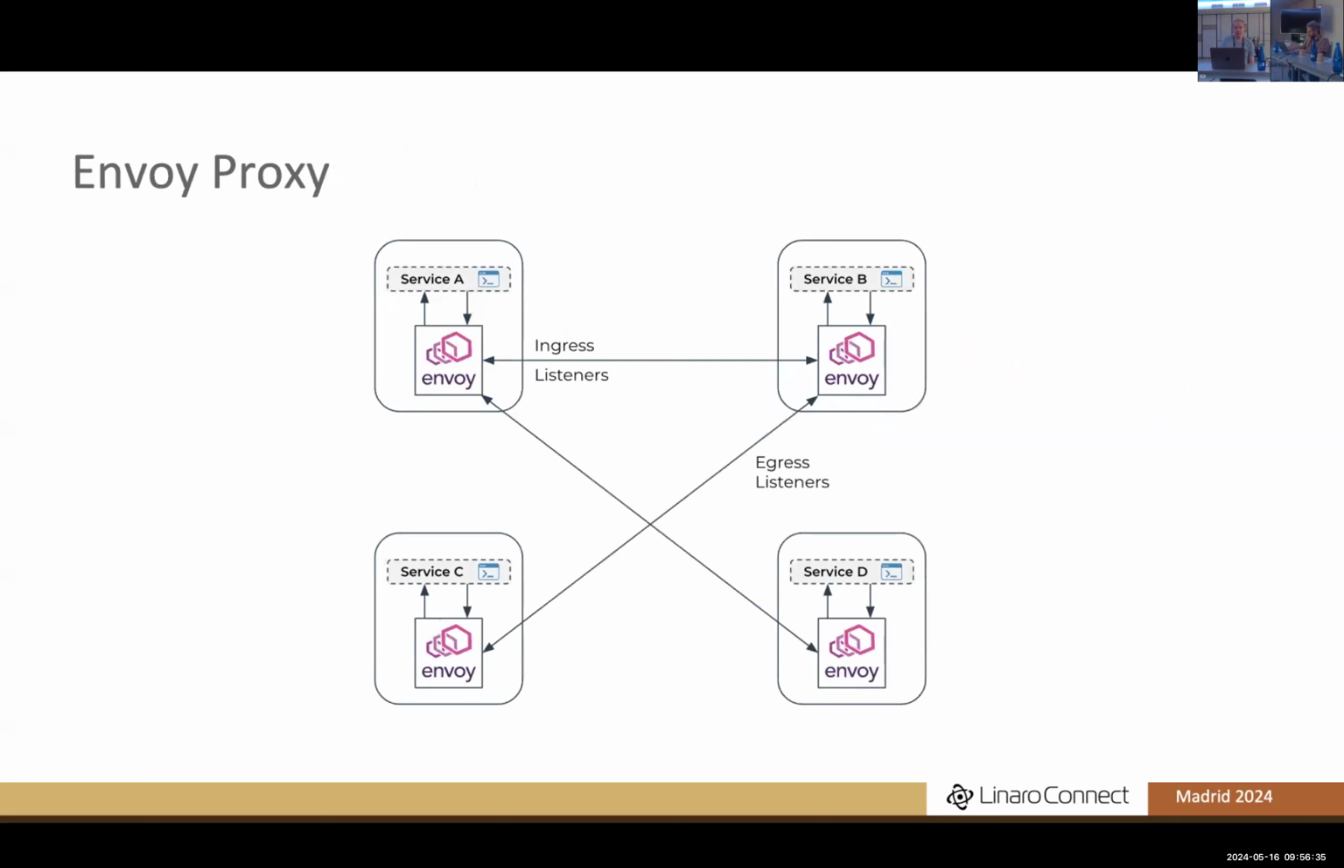So in an Envoy environment, all of your microservices are running, they are using an Envoy proxy, and the Envoy proxy is doing all the listening and transmission. Often deployed as a sidecar, so it might be like a separate process or container.